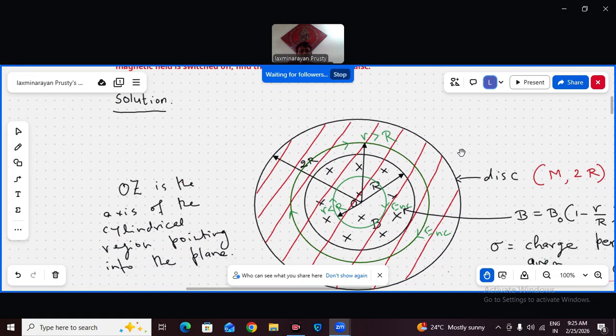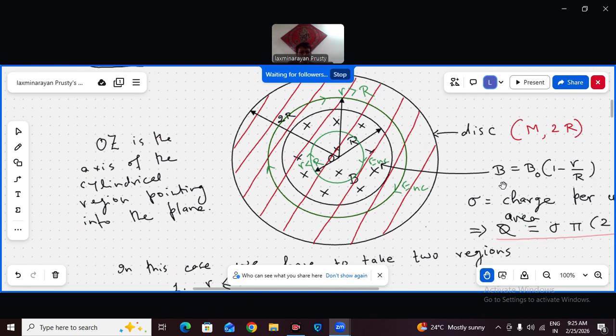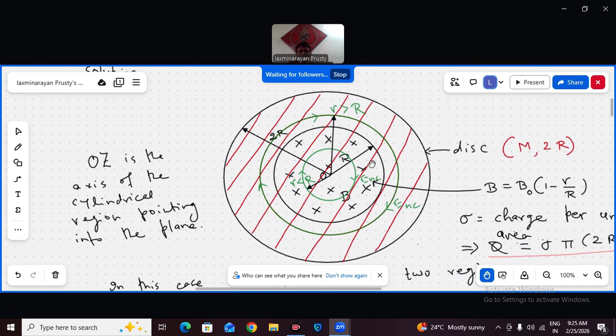Remember the two issues here. The major issue is that it is not a uniform B. It is a function of radial distance from the axis. And the disk covers the complete circular cross section of the magnetic field, plus goes beyond that, because the radius of the disk is 2R. The radius of the cylindrical field is R, and the two green lines I have shown are arbitrary radii small r, one greater than R and one less than R.